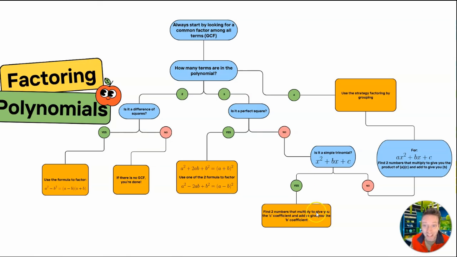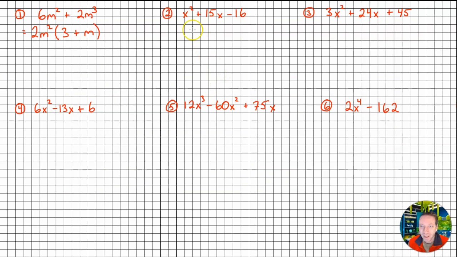And that's it for that one, right? In this case, if you wanted to continue following along, we're only left with 2 terms in a polynomial, and it's not a difference of squares, so we are done. Let's try something a little bit more challenging, shall we?